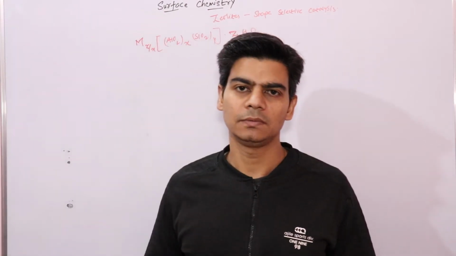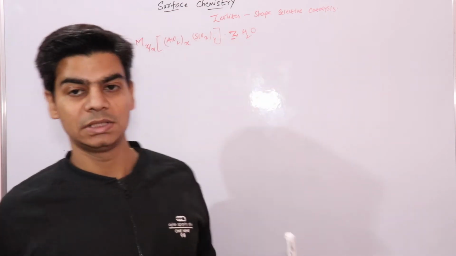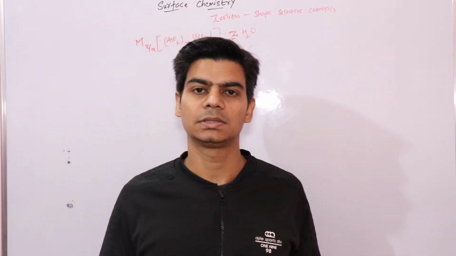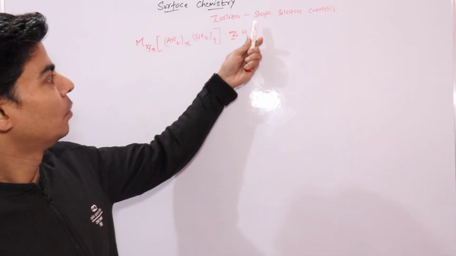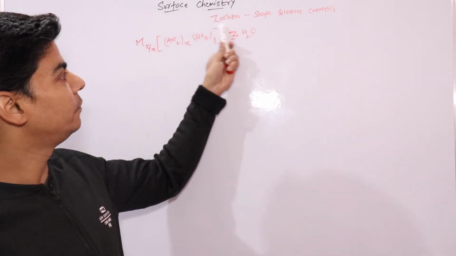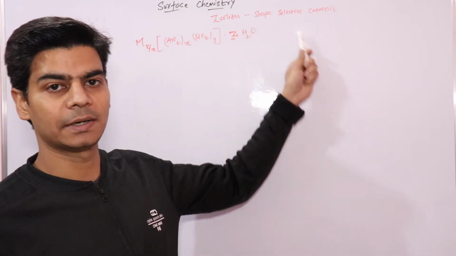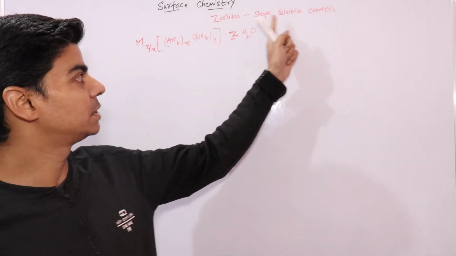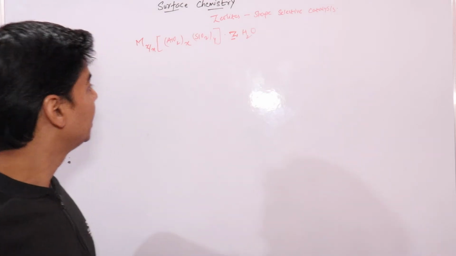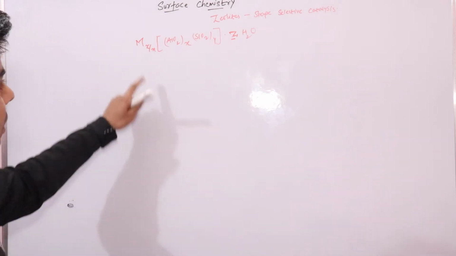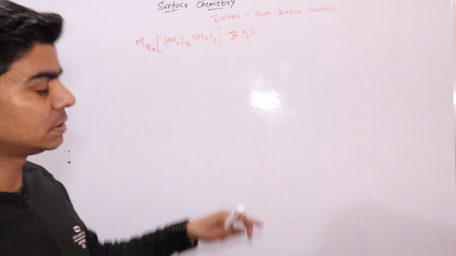Now in this video lecture we will understand these zeolites. We call them shape selective catalysis. We'll see why we call zeolites shape selective catalysis. Shape selective is important to understand in this. So first thing we'll look at is these zeolites.